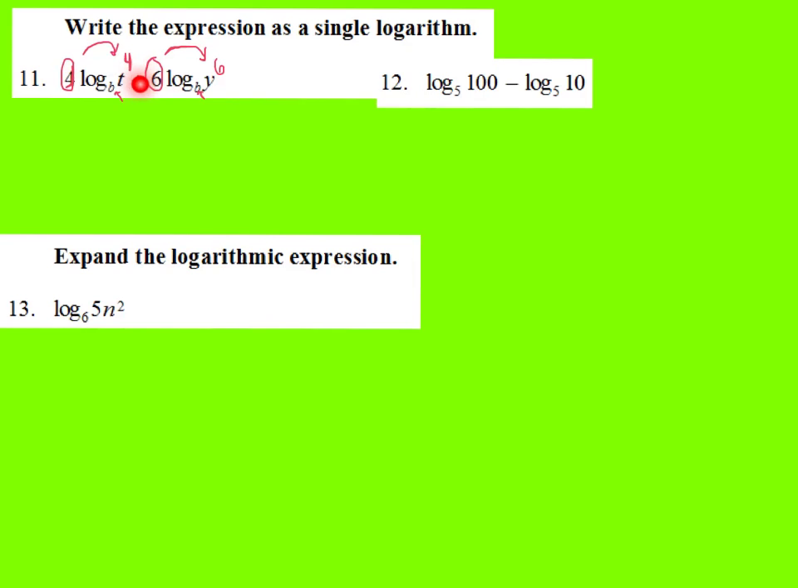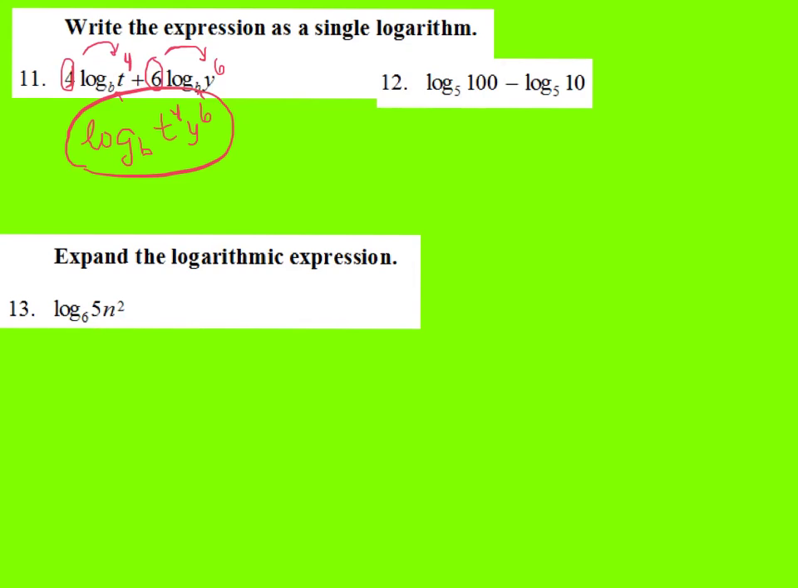And addition means that when I combine these two things together, I need to be multiplying them. So I write my single log base B, and then I'm going to multiply t to the 4th, y to the 6th, and that is your answer. Now in the next problem, I don't have any coefficients, so I don't have to move those.